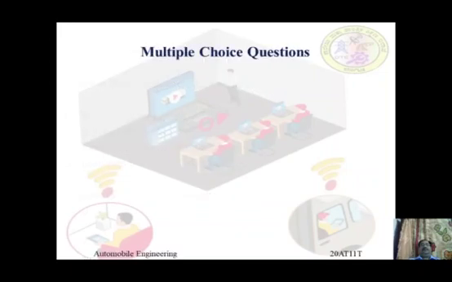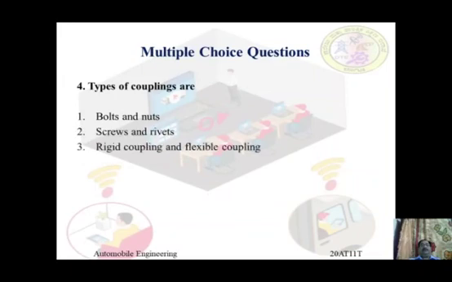Fourth one, types of couplings are: number 1, bolts and nuts; number 2, screws and rivets; number 3, rigid coupling and flexible coupling; fourth is none of the above.